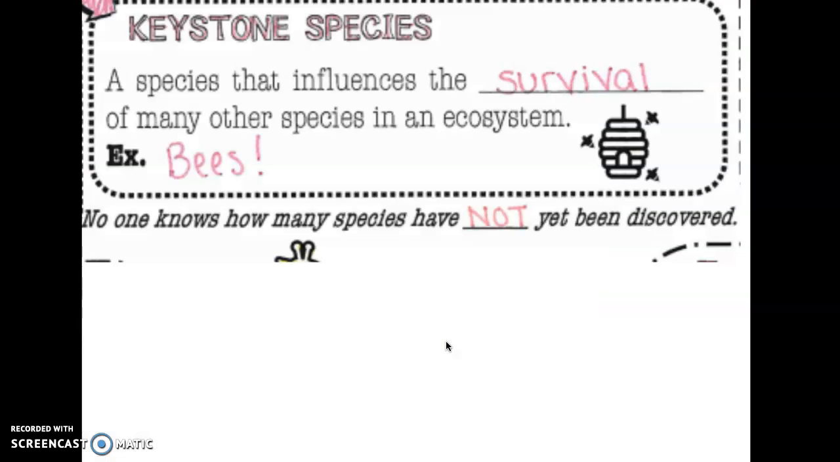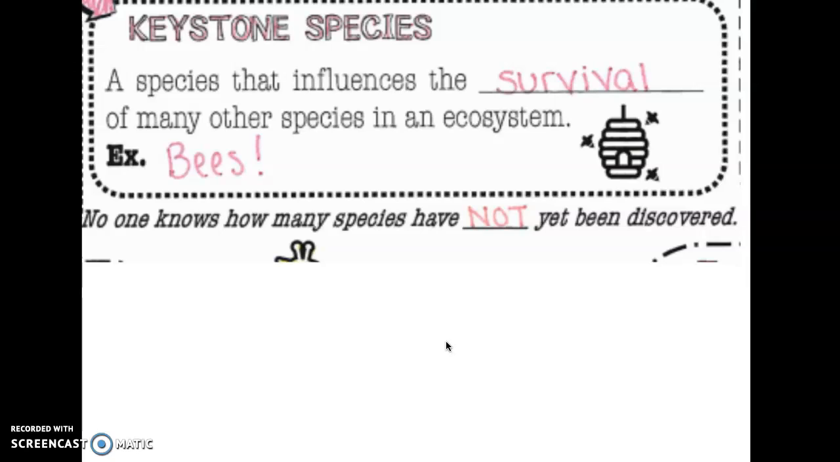A keystone species is a species that influences the survival of many other species in an ecosystem. Bees are one example, so think about how the bees are pollinators, and without bees we wouldn't be able to pollinate our flowers. They are important. They do more than just live and eat and die. And generally, everything plays an influence on the other species of an ecosystem, but a keystone species plays an even bigger part. That means that when we don't have this species in an ecosystem, we don't see an ecosystem that's as healthy, or the ecosystem can't exist at all.